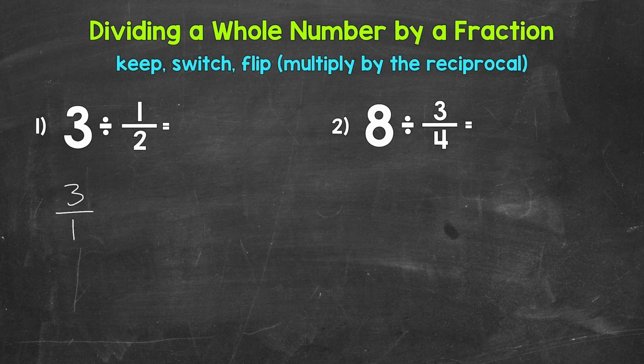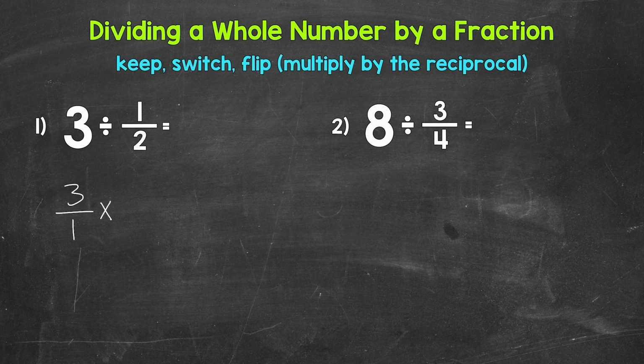And remember, we can write whole numbers in fractional form by putting them over 1. And then after we keep whatever comes first, we switch to the inverse of division, the opposite of division, which is multiplication. So let's switch to multiplication here. And since we switched to the inverse of division, we need to flip whatever comes second. In this case, it's a fraction, 1/2.